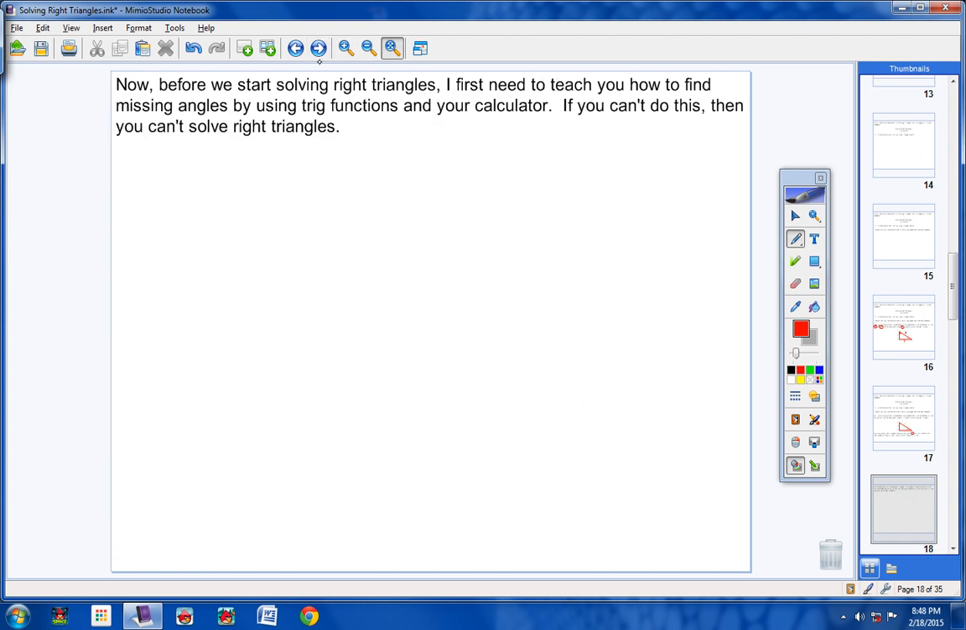Now let's move on. Before we start solving right triangles, there's something I need to teach you how to do first, okay? You need to know how to find missing angles by using trig functions and a calculator. If you can't do this, then you can't solve right triangles. So before we get into solving right triangles, I need to teach you how to find missing angles using your calculator and trig functions. Very, very important, okay? So here we go. Please take really good notes.